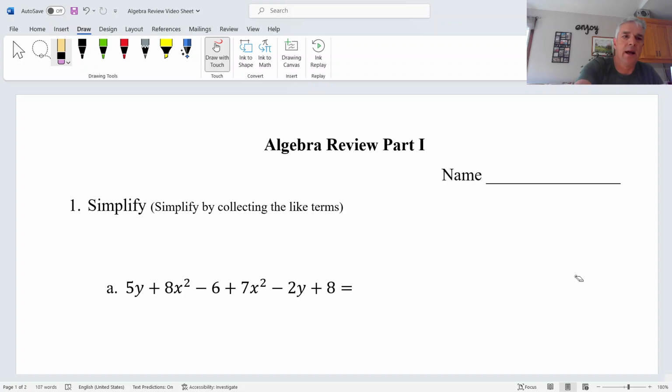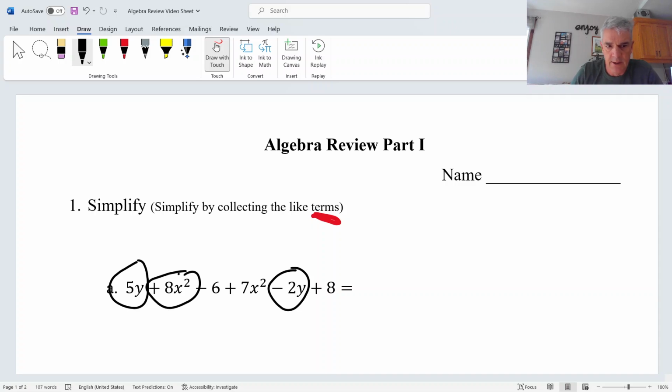Before I begin, I'm just going to go over some terminology again, and you'll see the word terms here, okay? Terms is a terminology that you should be familiar with. And terms are separated by addition and subtraction as shown here. So minus 2y is a term, plus 8x squared is a term. And you'll notice that I always give the sign that is in front of it with the term. 5y is positive because there's no negative sign in front of it. So this here would be positive 5y.